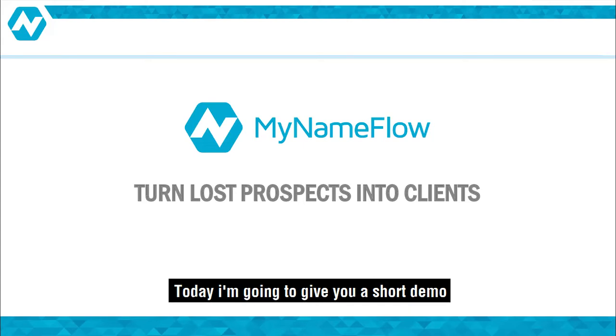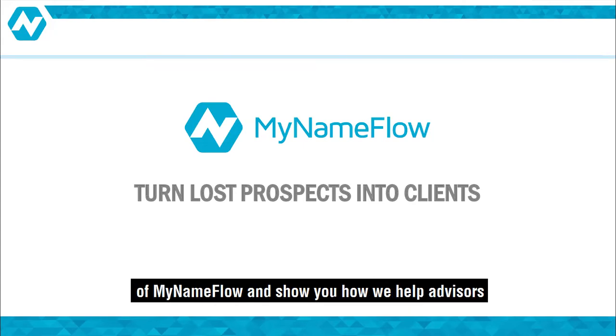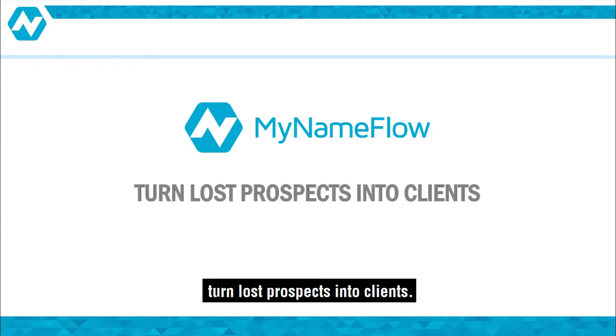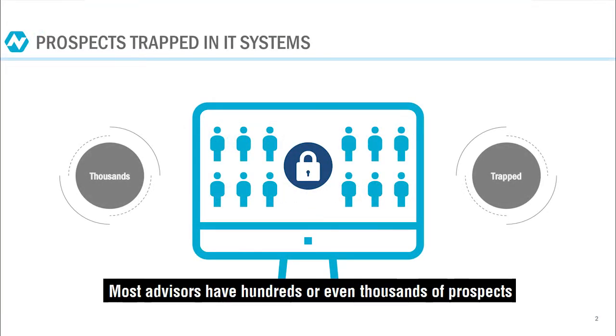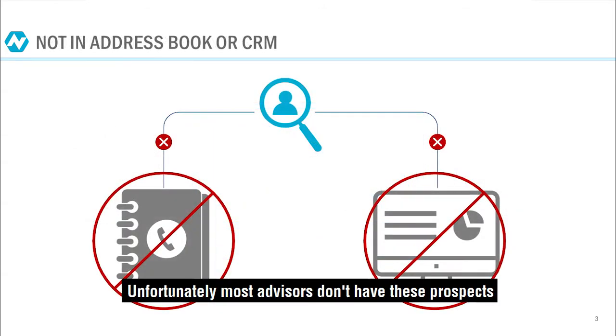Today, I'm going to give you a short demo of MyNameFlow and show you how we help advisors turn lost prospects into clients. Most advisors have hundreds or even thousands of prospects they already know, but they're trapped in their IT systems. Unfortunately, most advisors don't have these prospects organized in their address book or CRM systems.